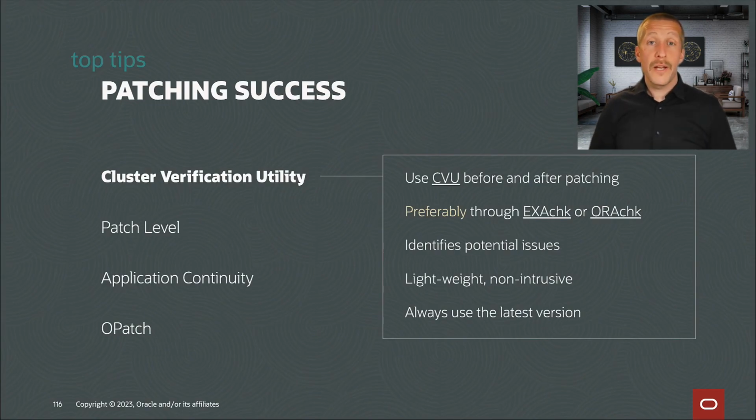Here's a few tips for patching grid infrastructure. The first is about the cluster verification utility, or CLUFY. Before you patch GI and after you patch GI, you can use the cluster verification utility to ensure that there is no problems with your cluster. Ideally, you use CLUFY, or the cluster verification utility, through either AutoCheck or ExaCheck. So go to the appropriate channels and get the latest version of AutoCheck or ExaCheck, and then run these checks before and after you patch GI. It's a lightweight and non-intrusive check that you can run while there are users connected to your cluster.